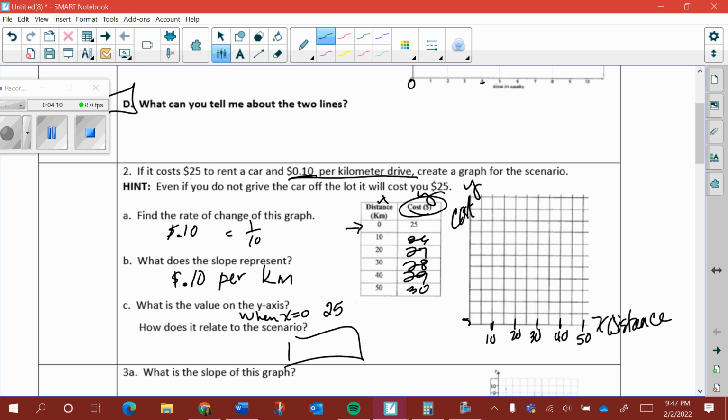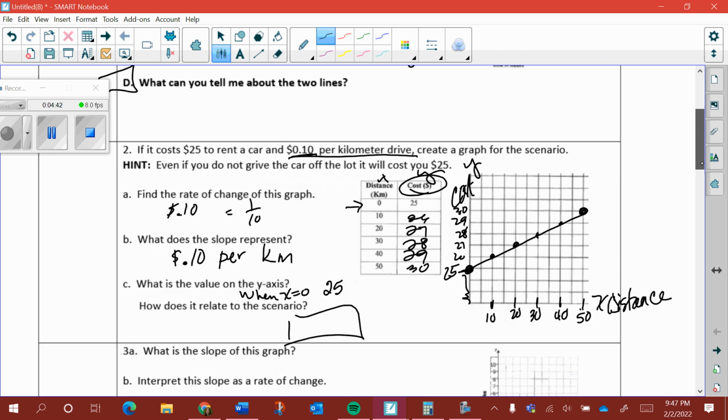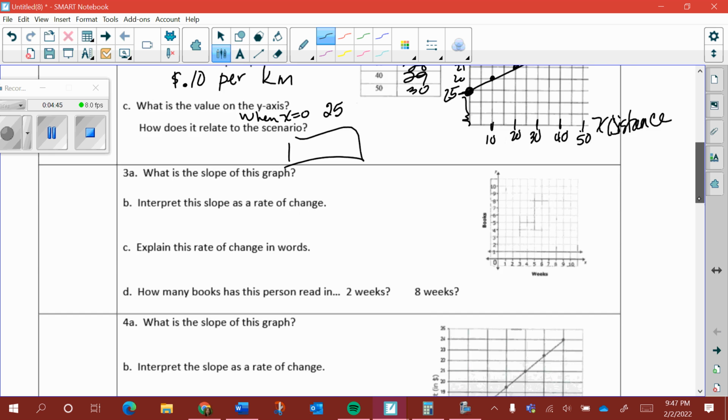I'm going to go like this and cut my graph and say we're going to start here at 25. And at 10, I'm at 26. 20, I'm at 27. So 26, 27, 28, 29, 30. All the way to 50, I'm at 30. And draw a pretty line. Don't forget to fill in those extra pieces. I will be looking for those.